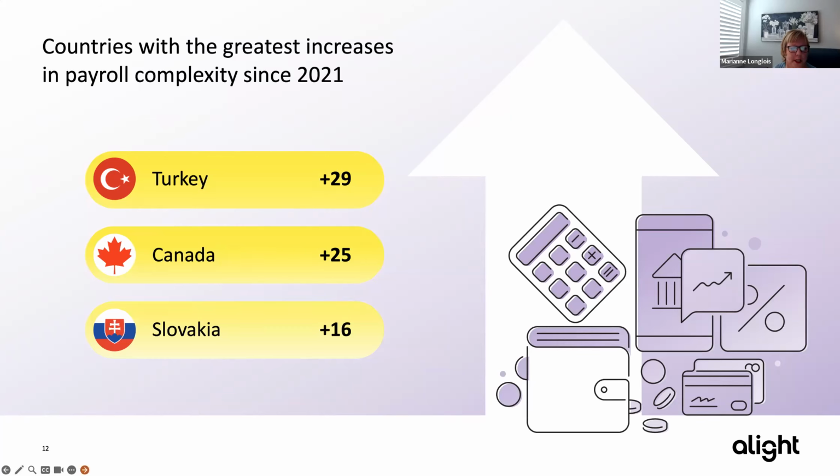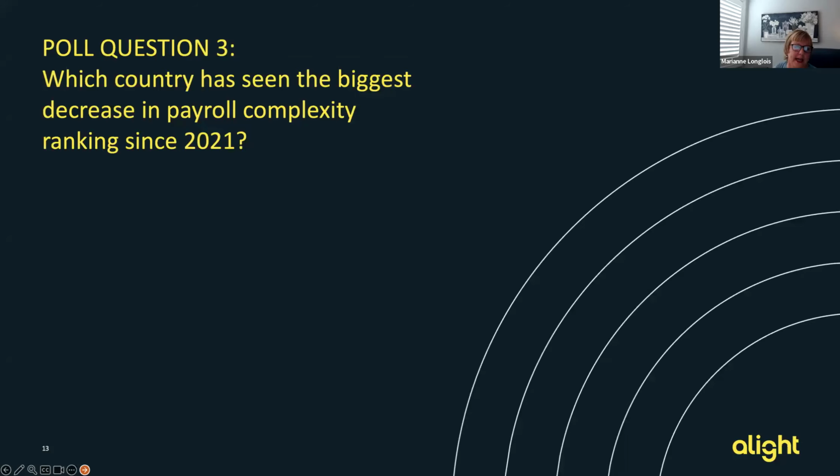This is always interesting, not for the people that are in these countries, but I think we have another poll question that asks just the opposite. So what country has seen the biggest decrease in payroll complexity? Not to say that payroll is ever easy, but again, just putting things out there. And I would say that some of these things, just to give you an idea of what we saw, is the level of change that's coming in, maybe it's settled in, maybe the technology is encompassing more of the rules that used to be handled more manually.